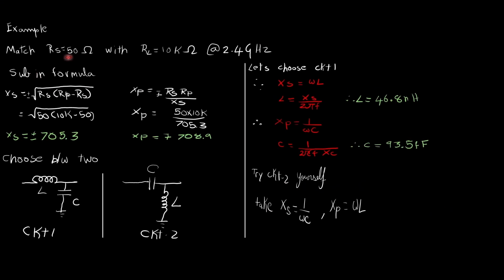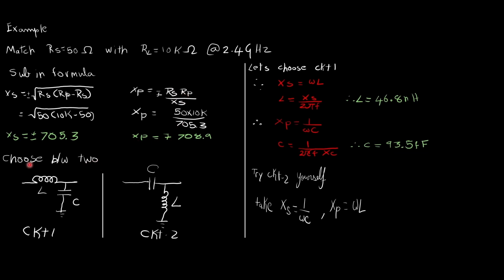Here the source resistance is taken as 50 ohm while the load resistance is taken as 10 kilo ohms. We have to match it at 2.4 GHz frequency. As you know, 2.4 GHz is a Bluetooth frequency. Now substitute these values in the formula to get your XS value, and substitute this XS in the second formula to get your XP value.